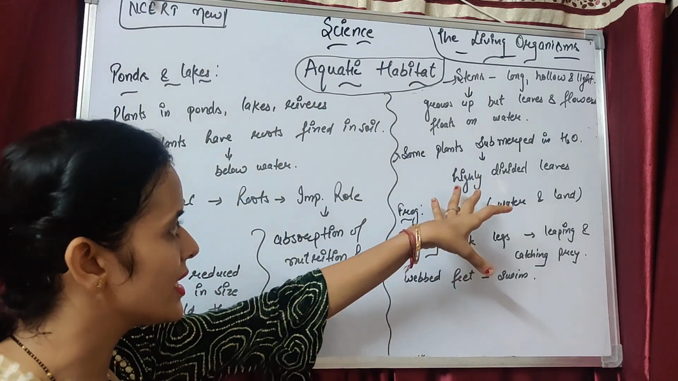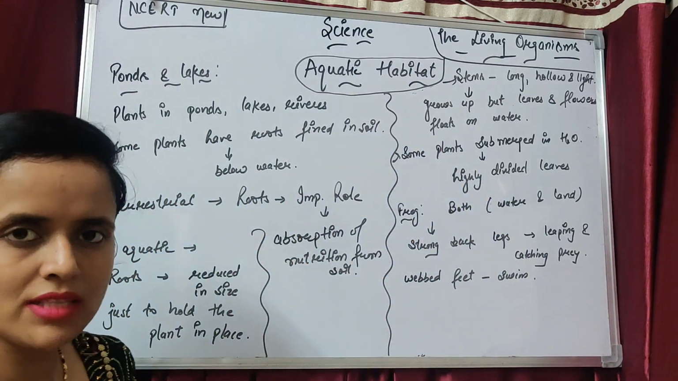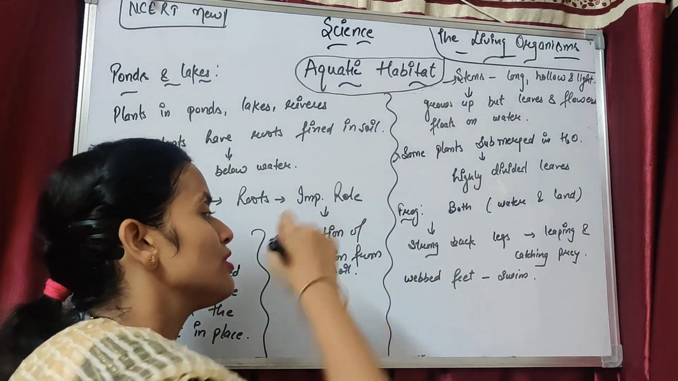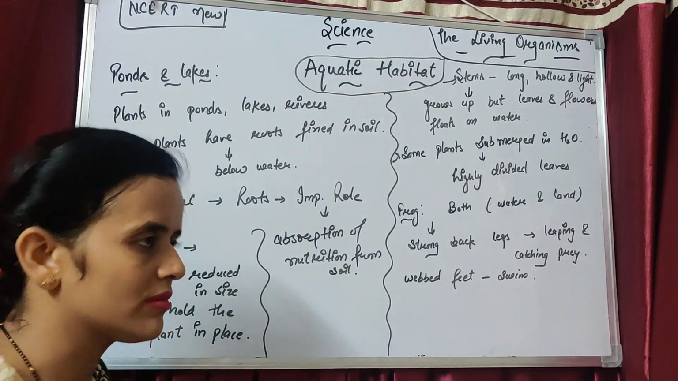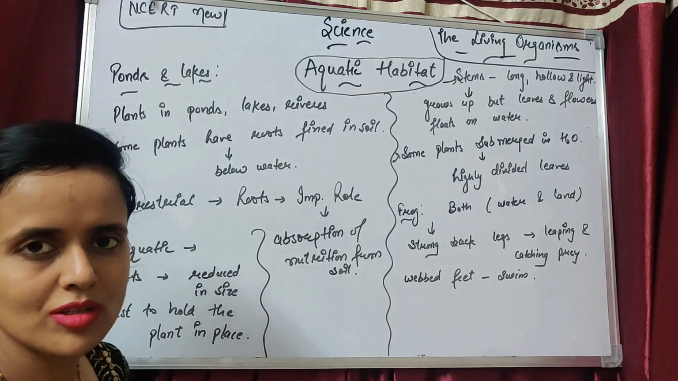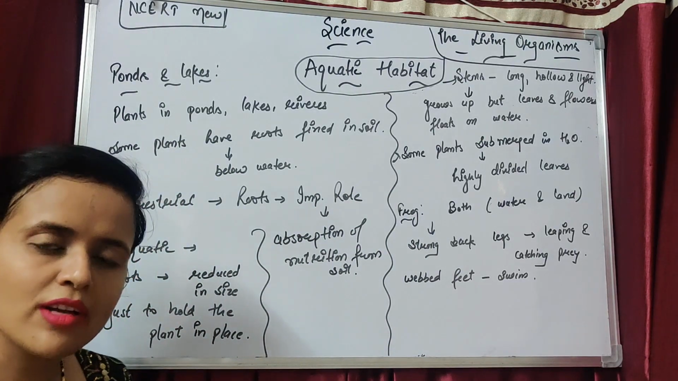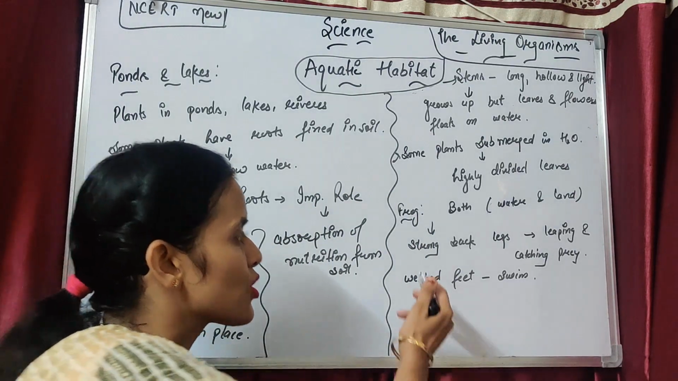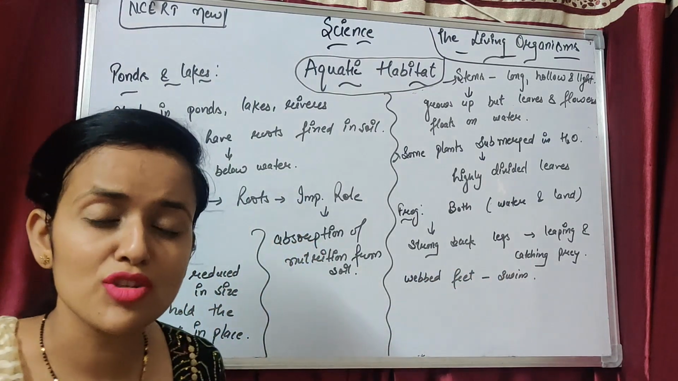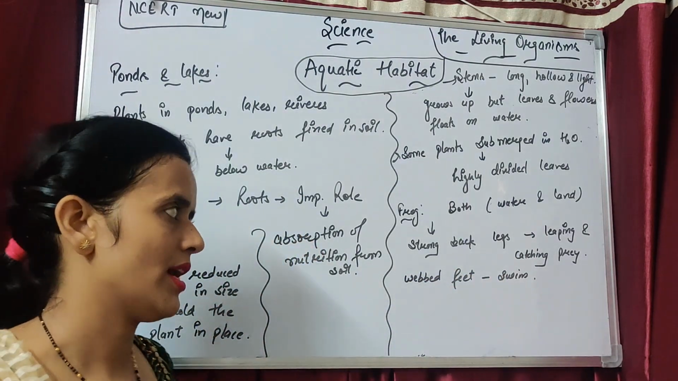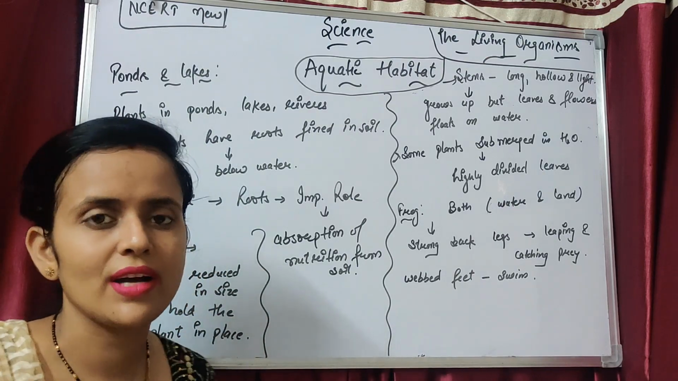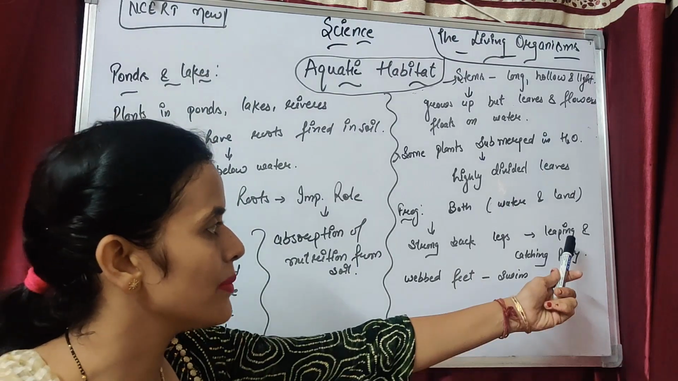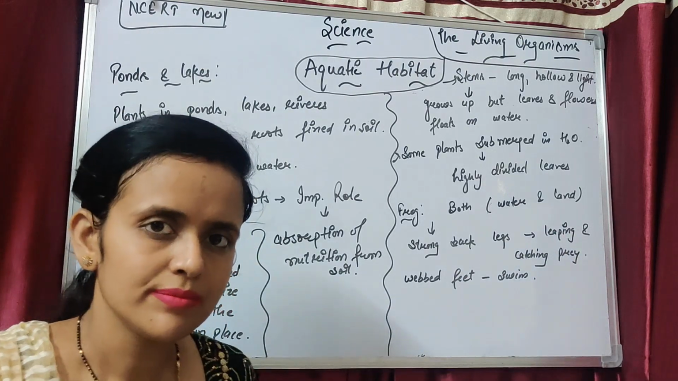Yes, so ponds and lake plants are completed here. Now the animal, we have to take the example of the frog. Frog is both terrestrial and aquatic, because the frog lives on land and in water. So strong back legs: the frog has strong back legs. I think the frog has 4 legs, and the last 2 legs are very strong. They help in leaping and catching prey.